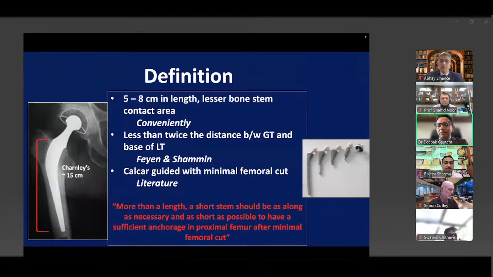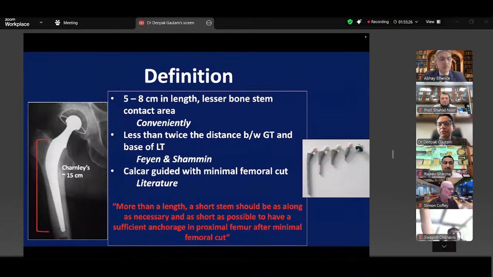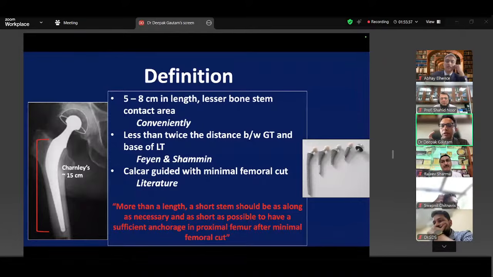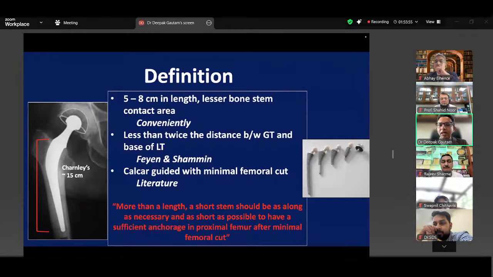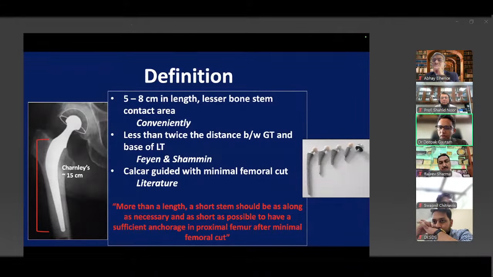There is no clear consensus on the definition of short stem. It's commonly used that a shorter size stem is considered a short stem. That means a shorter stem with a lesser bone contact area. Whereas Feyen and Sim have defined a short stem with a length which is less than twice the distance between the greater trochanter and the lesser trochanter. But for convenience, in the literature, a short stem is defined as a calcar guided stem with minimal femoral cut. But more than length, a short stem should be as long as necessary and as short as possible to have a sufficient anchorage in the proximal femur after minimal femoral cut. That means anchorage is more important than the length.